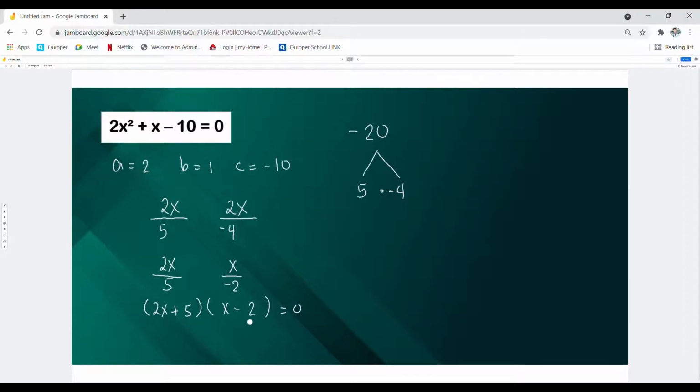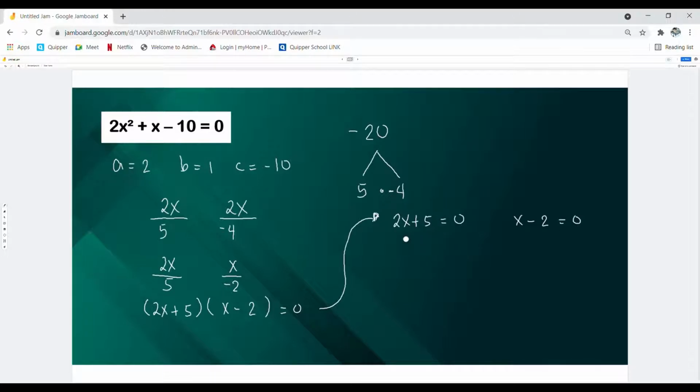Upon having your complete factors, of course, you now have a clear view. You can get already your roots or solutions. So what's next to do is equate each of our factors to 0. So you have 2x plus 5 equals 0, and the other one is x minus 2 equals 0.